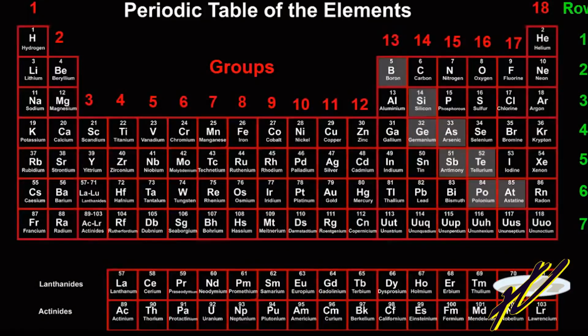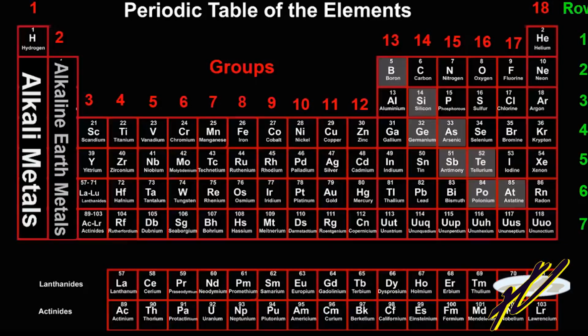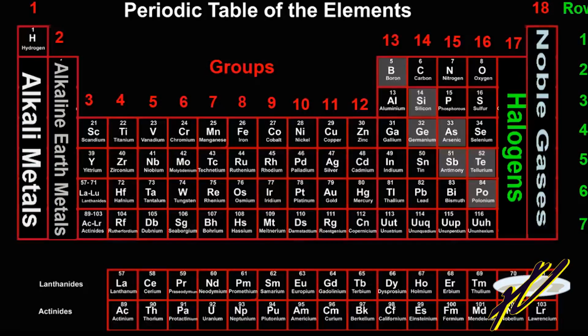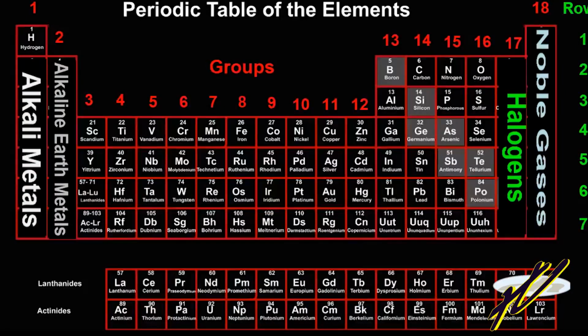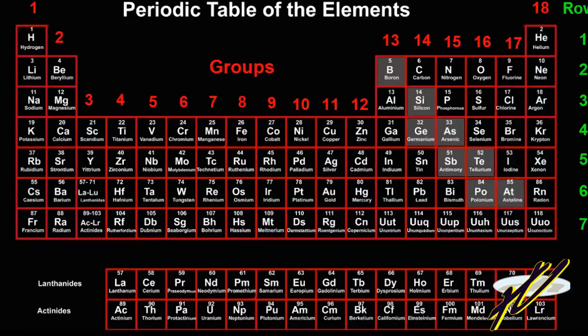Some groups even have family names. Group 1 elements are called the alkali metals. Group 2 elements are the alkaline earth metals. Group 17 are the halogens, and Group 18 are the noble gases. Now you're ready to read the periodic table.